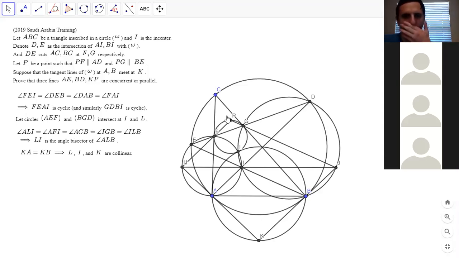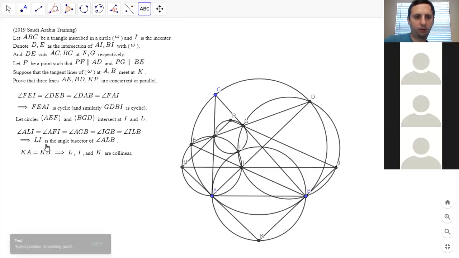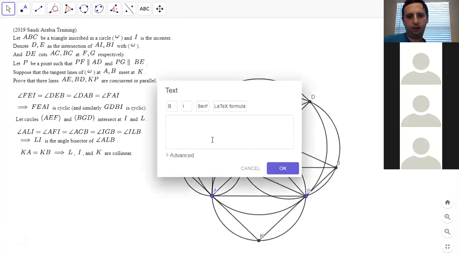Hold on just a second. We can calculate FLG. We can calculate FLG as 360 minus FLI minus GLI, right? Yeah, I think that's a good way to start writing it. So angle FLG is 360 minus angle FLI minus angle GLI.